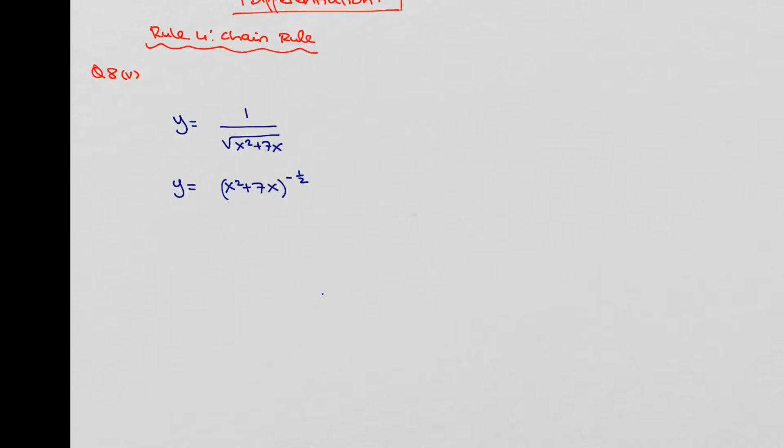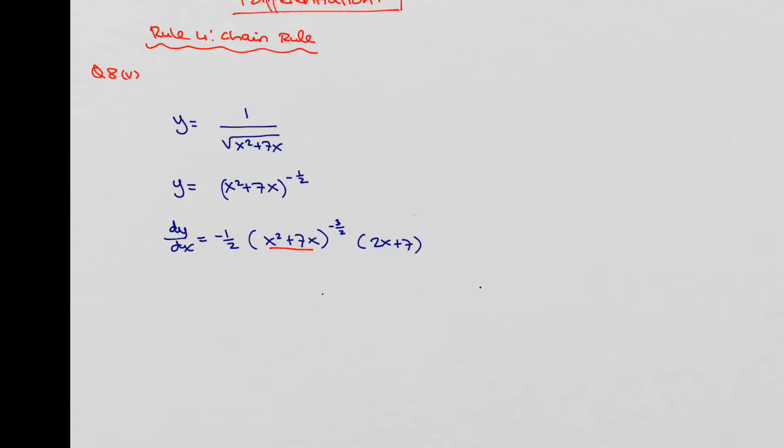So this is our chain rule, where we're going to bring down the power, take 1 away from the power. So minus 1 minus a half is minus 3 over 2. And then we also have to multiply by the derivative of what's inside the brackets, in other words, the function within the function. The function inside there is x squared plus 7x. If I differentiate x squared plus 7x, that gives me 2x plus 7.